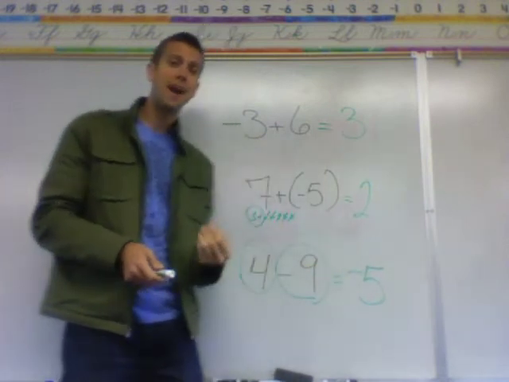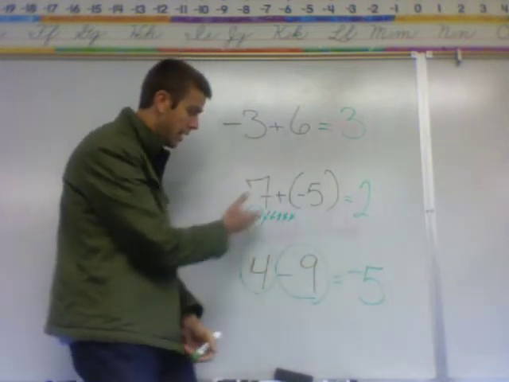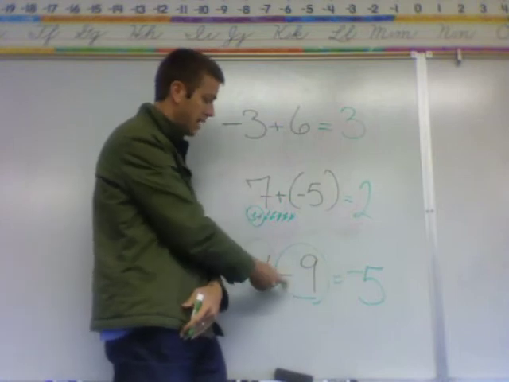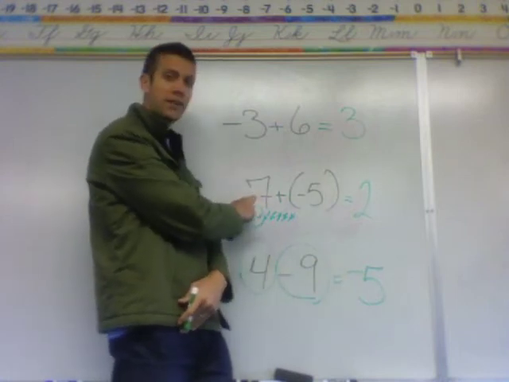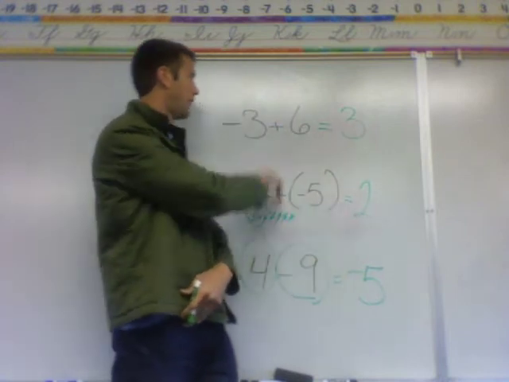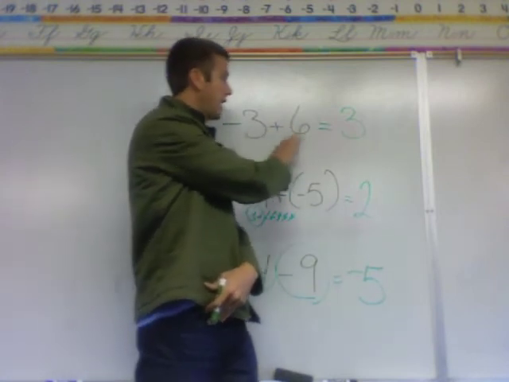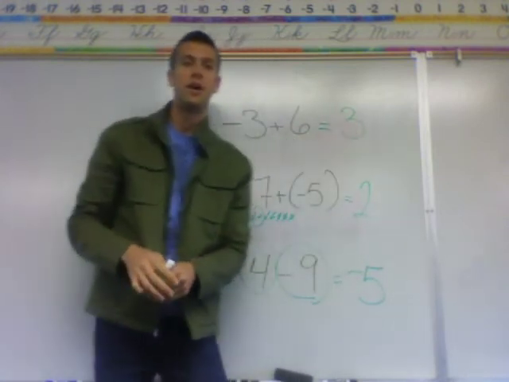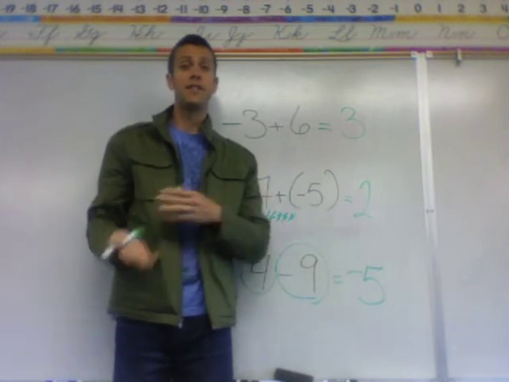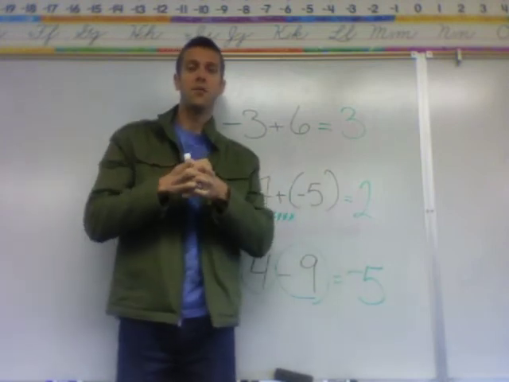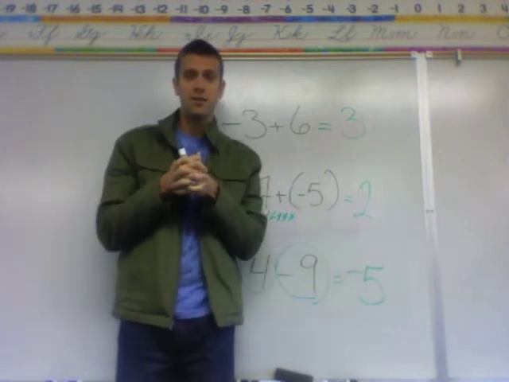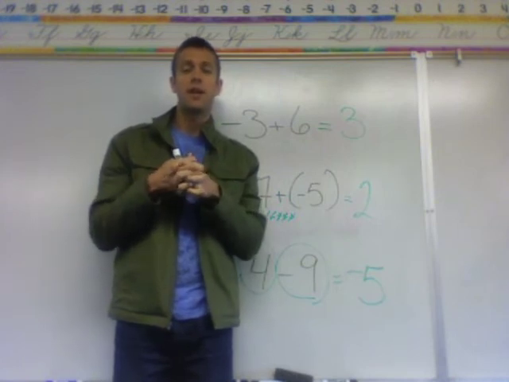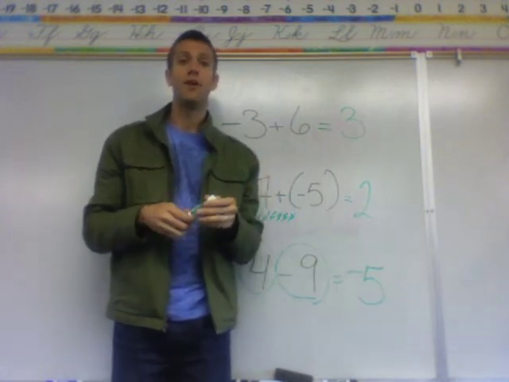And you always take the sign of the bigger number. A 9 is bigger than a 7, so it's a negative answer. This is 7 is bigger than a 5, positive answer. A 6 is bigger than a 3, and it's positive, so it's a positive answer. So when you have a positive and a negative and you put them together, you really just subtract the 2 numbers, and then take the sign of the bigger number.